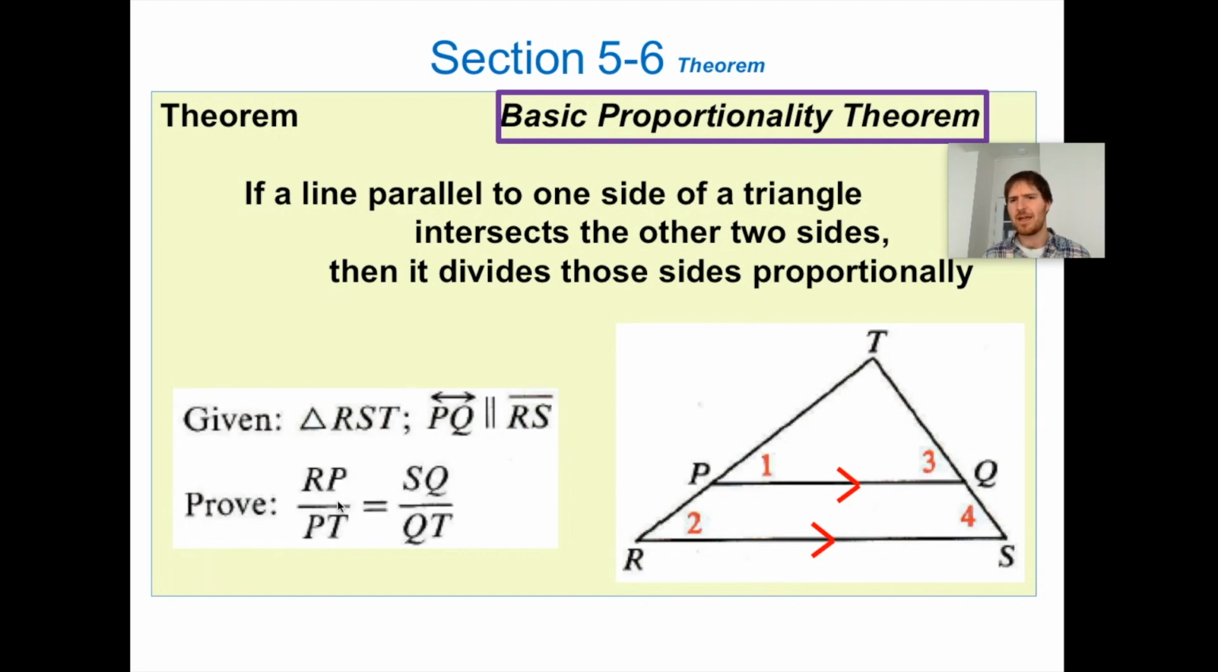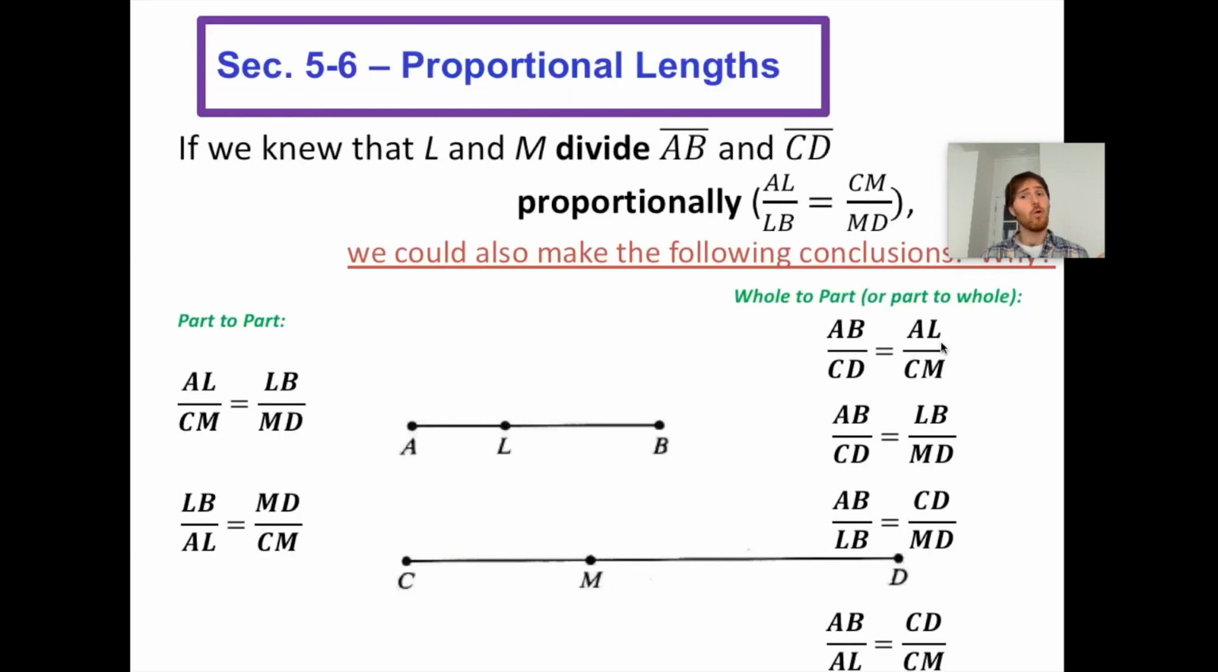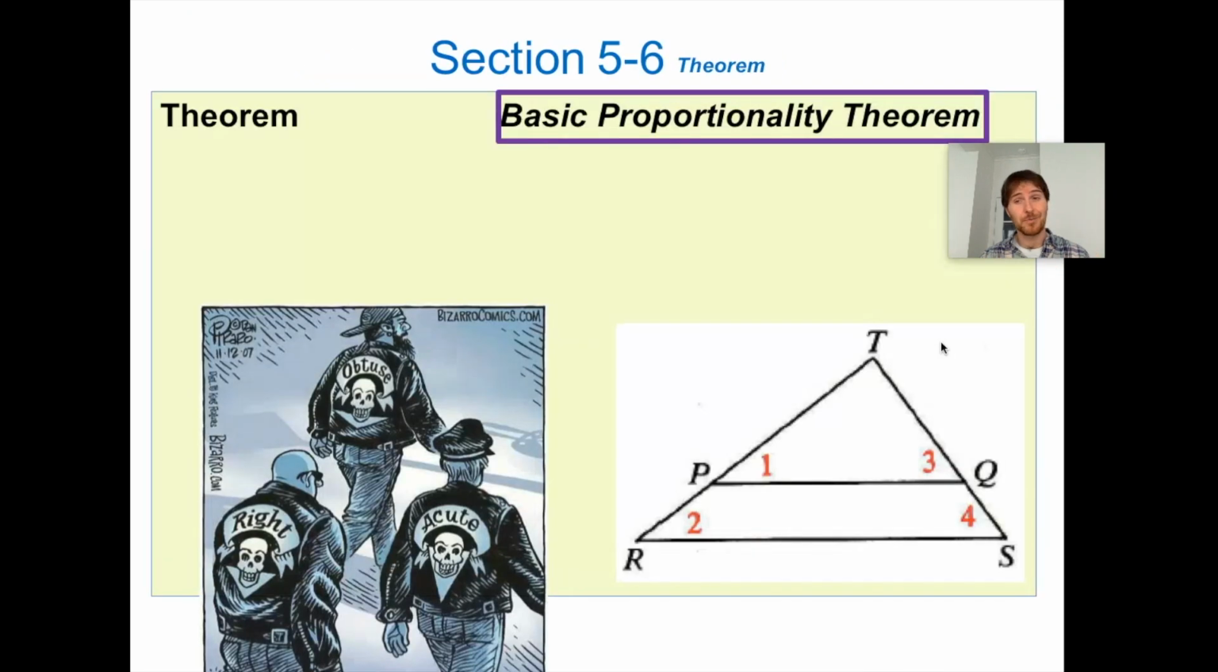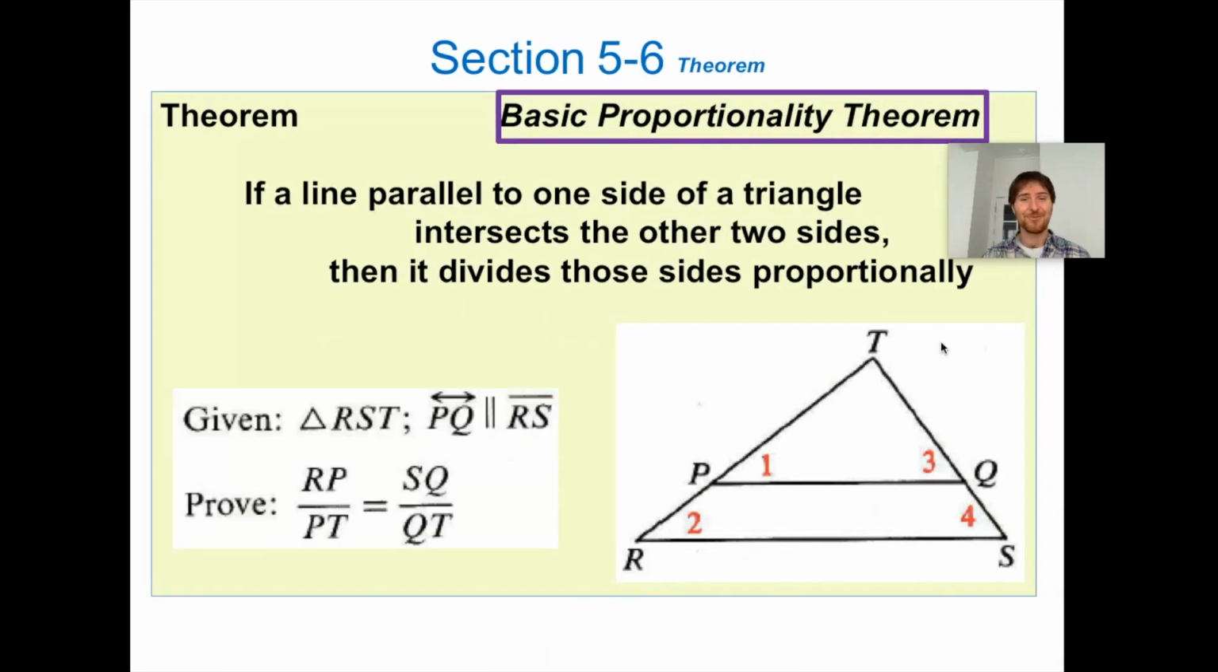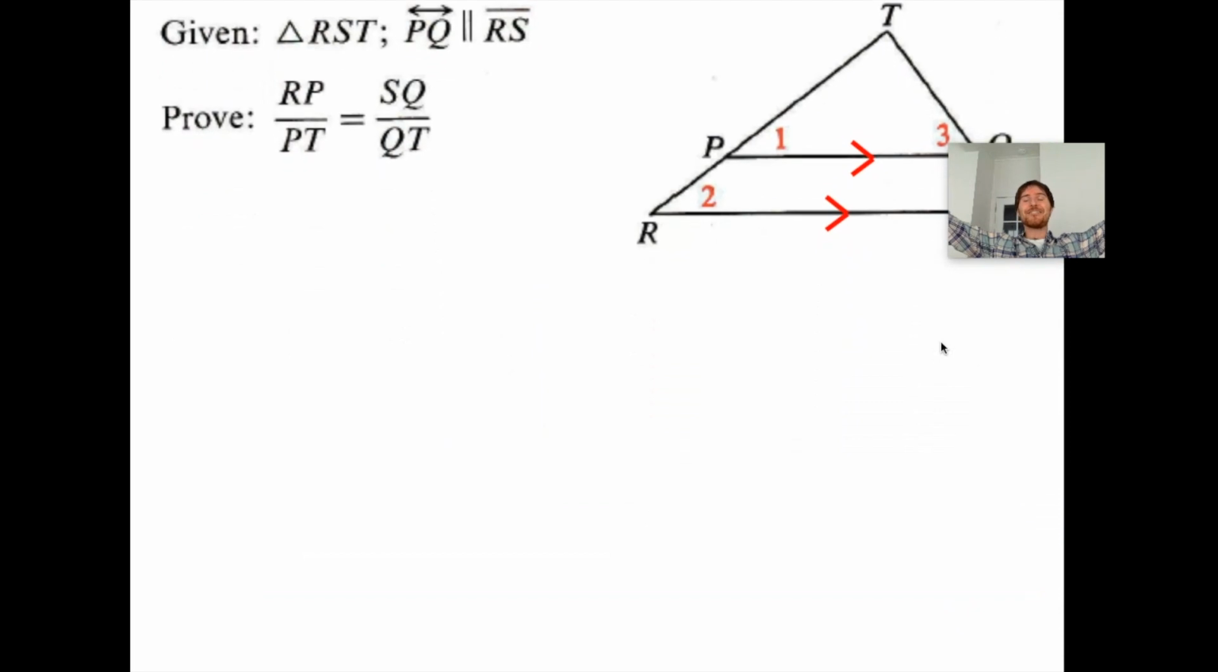It doesn't matter the order you put the letters in, because RP, PT is the same thing as PR and PT. Anyways, SQ and QT. So I think you got the idea here. This shorter segment of the whole over this larger segment of the whole, so part to part equals part to part in this situation. As long as we can prove that, we're going to know a whole bunch of other proportions will fall from this. We'll get to that later, my friends.